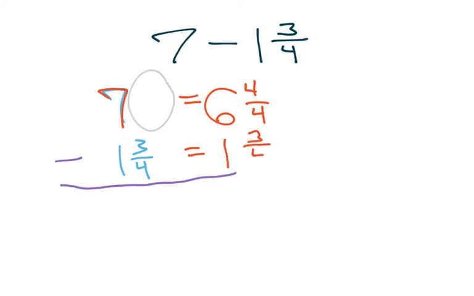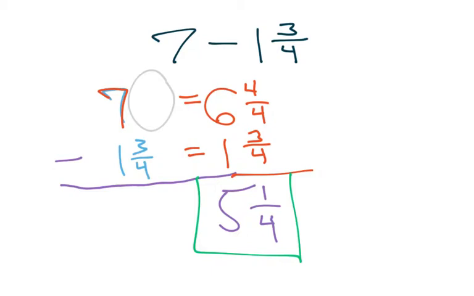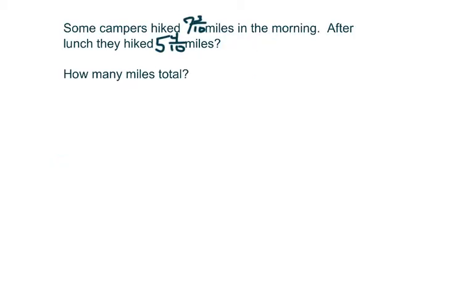Now, when I bring this 1 3/4 over, my problem is solved. I can simply do 4/4 minus 3/4, and I get 1/4. And then 6 minus 1, 5. Done. Box it. Hey, let's see if we can do some word problems. Go ahead and write it down.